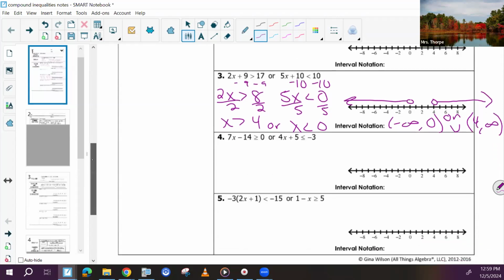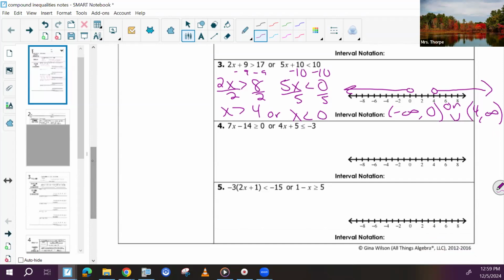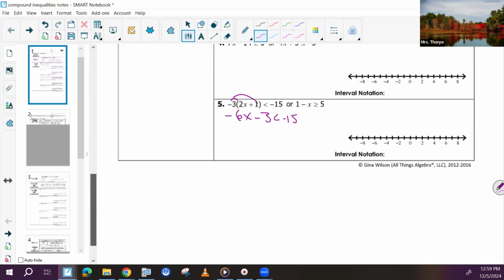So in number 5, what would be our first step? Distribute the -3 for the one on the left. We have -6x minus 3 is less than -15. And then I have 3 on both sides. And when I divide both sides by -6, what happens? The sign changes direction. Flip the sign. And it becomes positive.